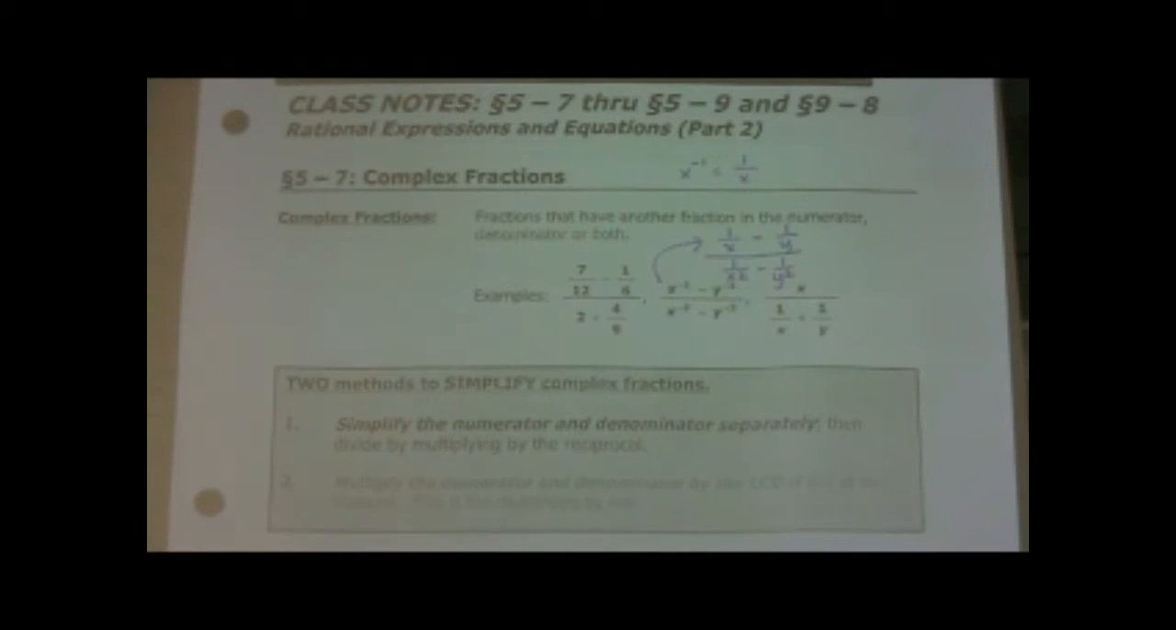All right? There are two methods to do this. We are only going to learn the first method because I have found that when I try to cover both methods, it just causes confusion and you guys tend to put half of one method with half of another and end up with a mess. So we're going to cover one way to do this. If we have some extra time at the end, I may show you the other way as well. So simplify the numerator and denominator separately. Then divide by multiplying by the reciprocal.